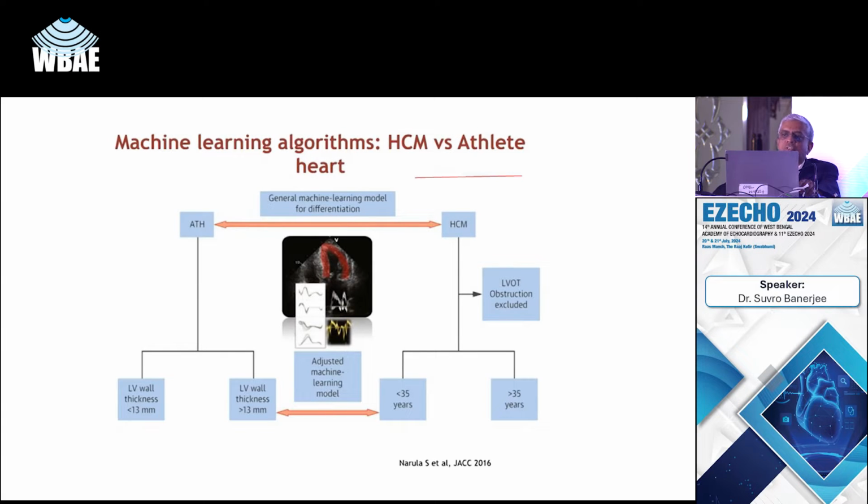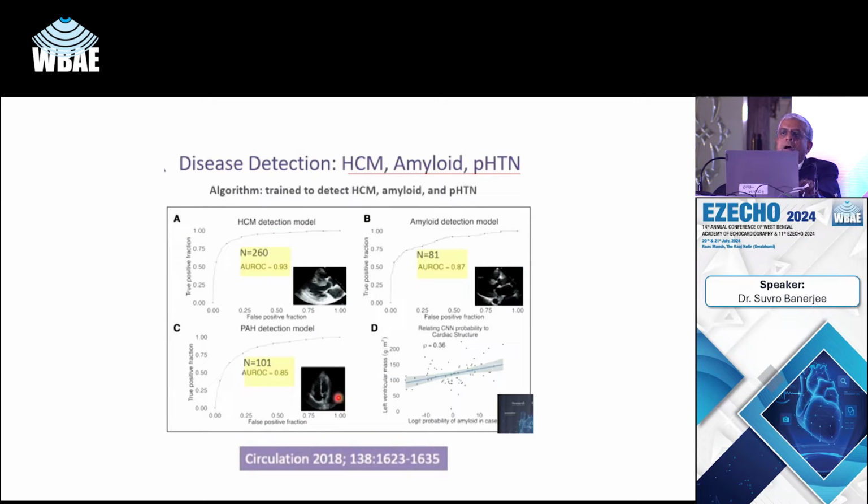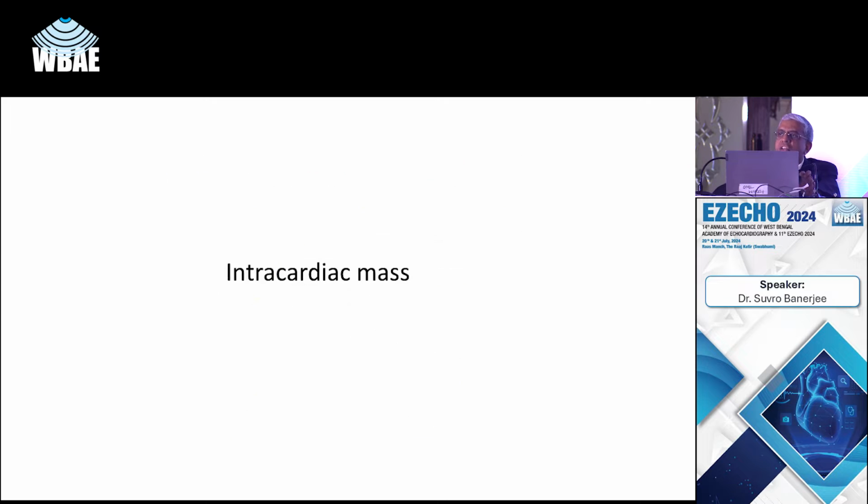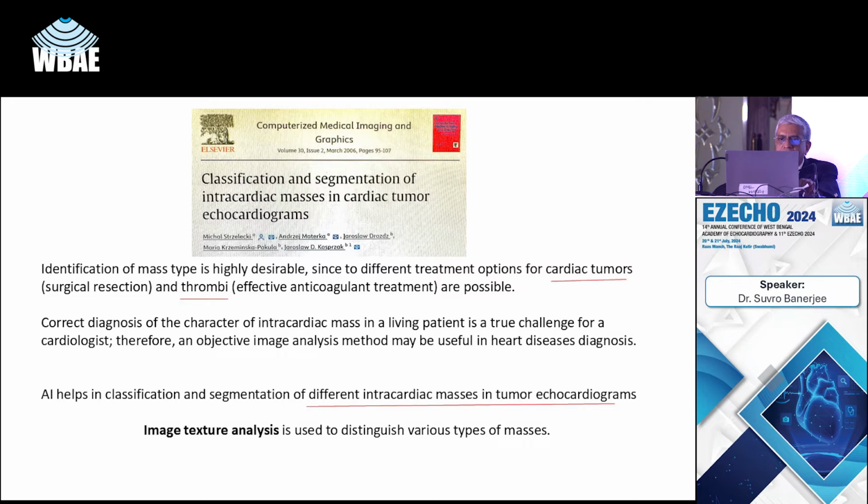to differentiate hypertrophic cardiomyopathy from athlete heart. And also in patients with left ventricular hypertrophy, it can help to suggest the diagnosis, whether it's hypertrophic cardiomyopathy, amyloid, or maybe hypertension, which has caused the left ventricular hypertrophy. So far as intracardiac mass is concerned, AI uses image texture analysis to differentiate between cardiac tumors and cardiac thrombi. And in patients with cardiac tumors, they also suggest the differential diagnosis.